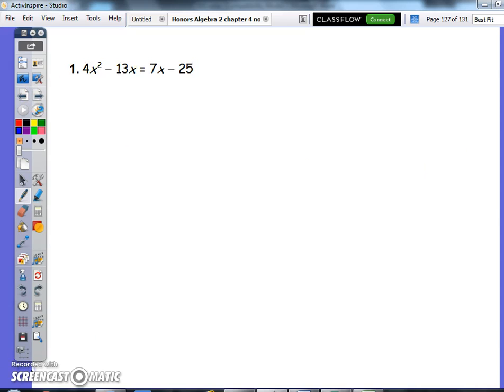All right. Okay, in this problem, you're going to have to set everything equal to 0, so you're going to have to move these two items to the left. So we're going to minus 7x, and then you're going to add 25. These are not the same, they just happen to be lined up. So 4x squared minus 20x plus 25 equals 0. So you know that a is 4, b is -20, and c is 25.